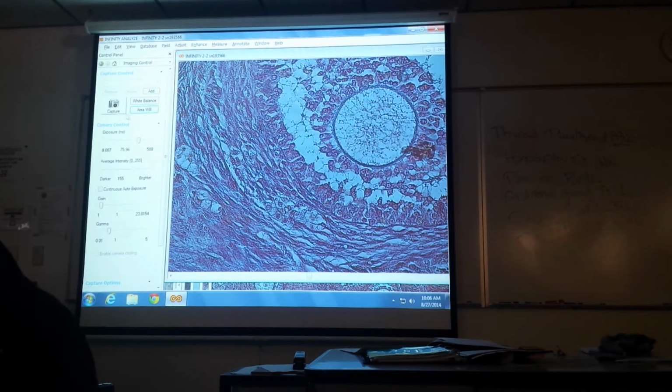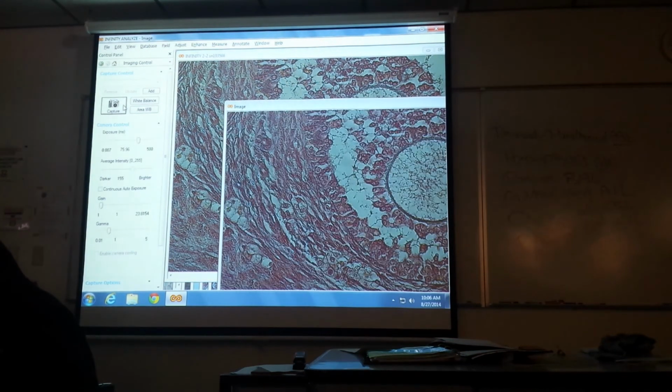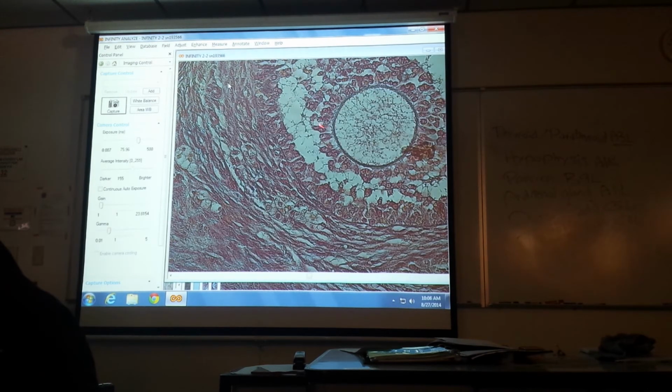This is 400X. Let me do the area white balance thing. So what we're looking at here, that's the egg, that's the oocyte. These cells right here are granulosa cells. They help produce the estrogen as well. But see these fibrous cells around it? That's theca. This actually produces the sex hormone. And we'll talk more about it later.